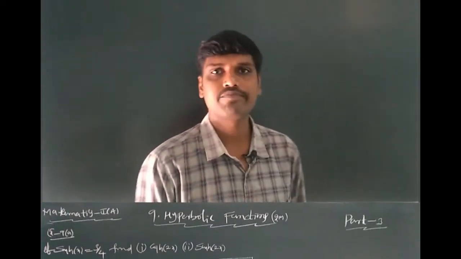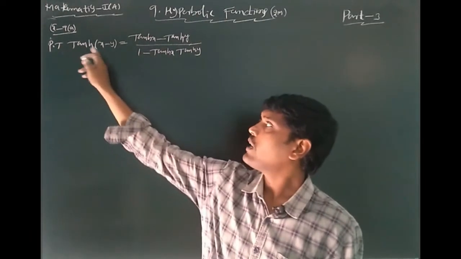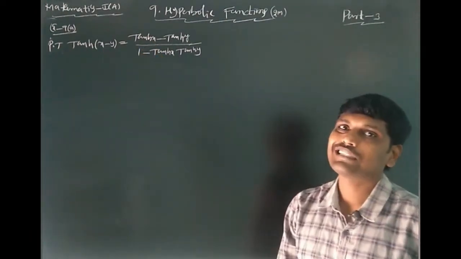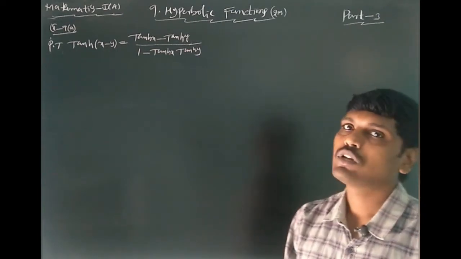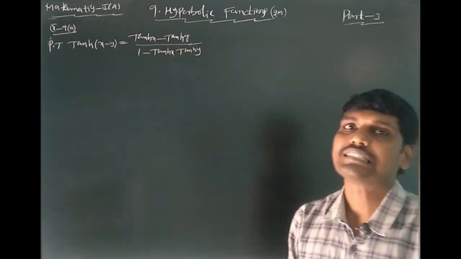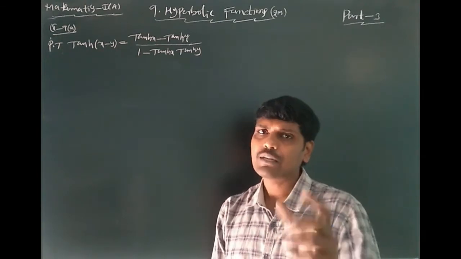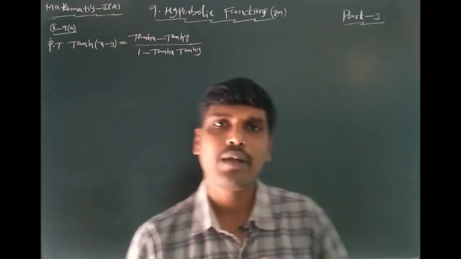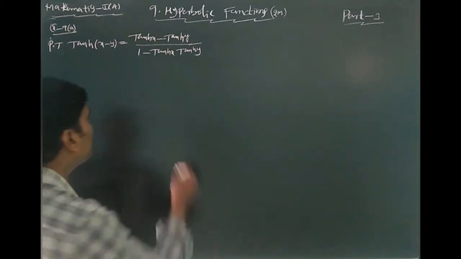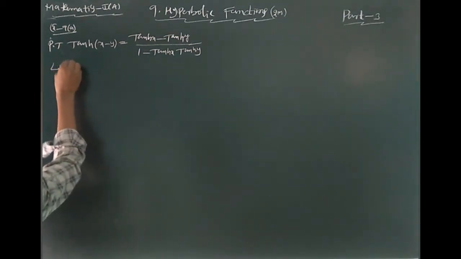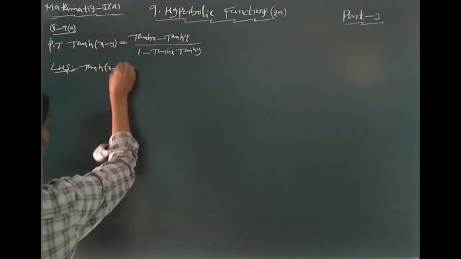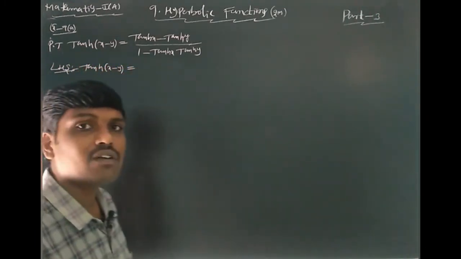Next problem: prove that tanh of (x minus y) is equal to (tanh x minus tanh y) all by (1 minus tanh x into tanh y). This is a formula, and you can prove it by using formulas. First of all, we take the LHS. What is the LHS? Tanh of (x minus y). What is the formula of tanh of (x minus y)?